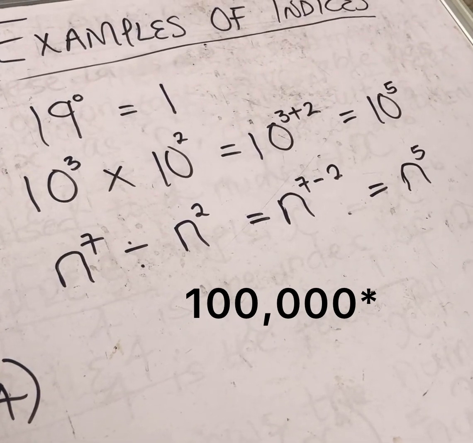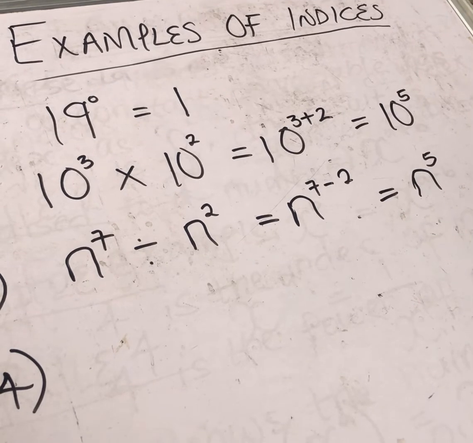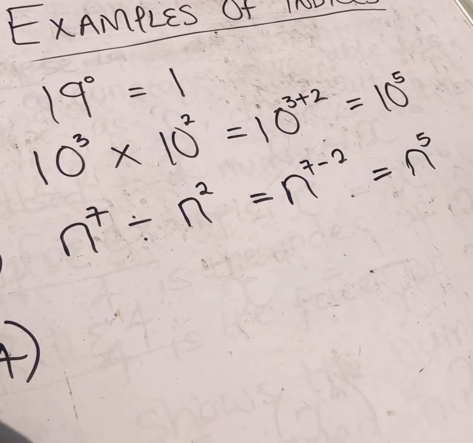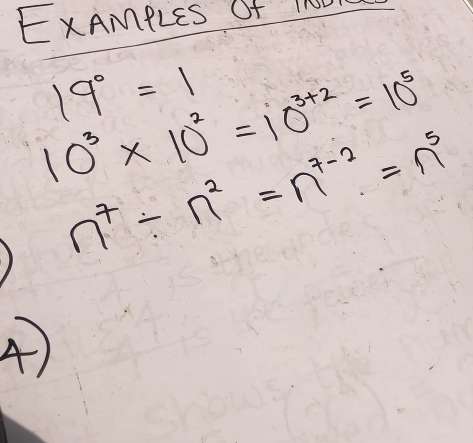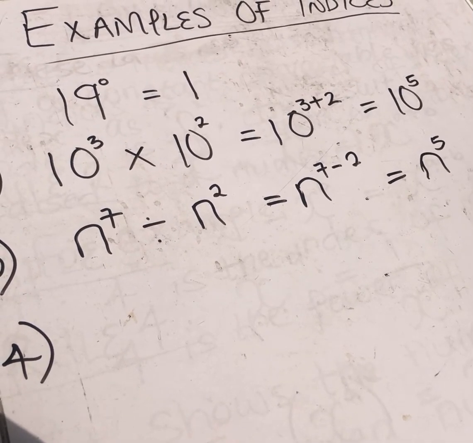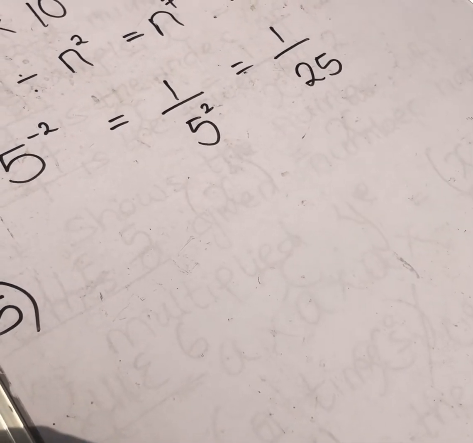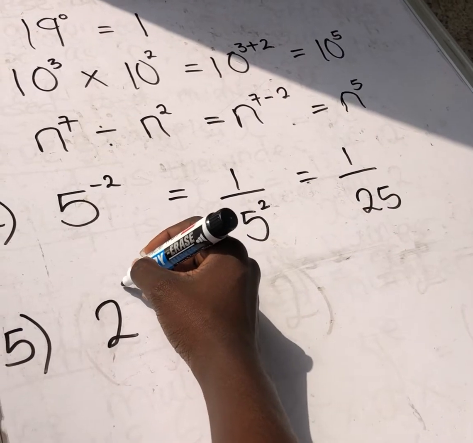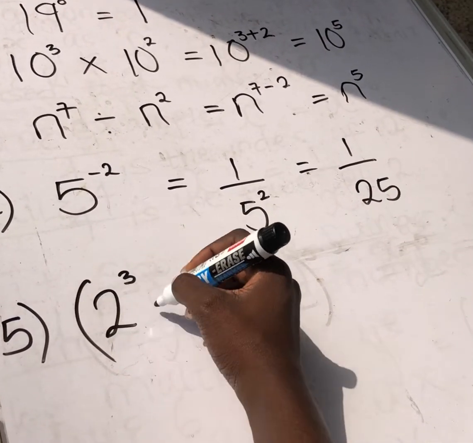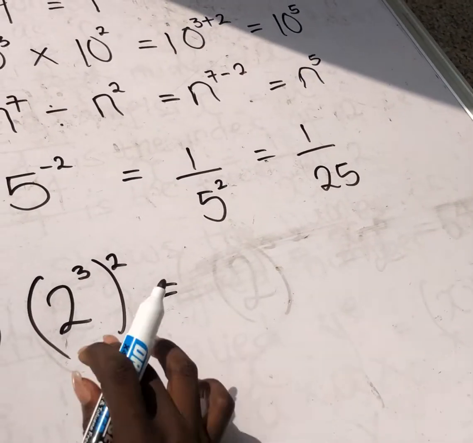For our third example, we have two same bases dividing each other with different powers. Because of the division sign, we'll subtract the powers. That's why we have n raised to the power of 5. For the fourth example, anything raised to the power of a negative number will give you 1 over the positive number. That's why we have 1 over 5 squared, which gave us 1 over 25.